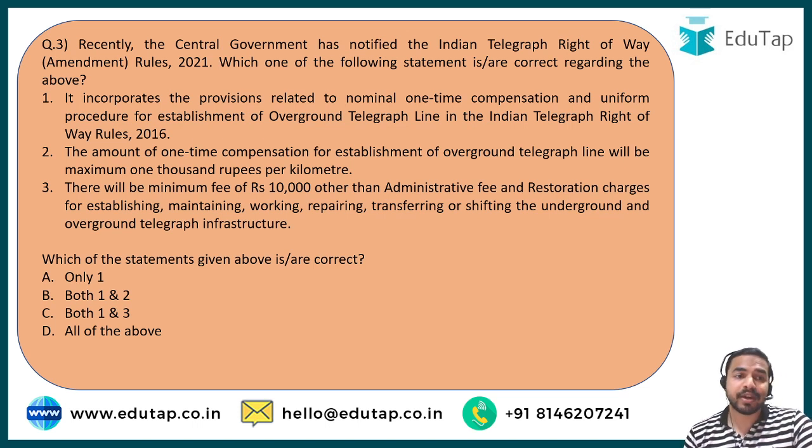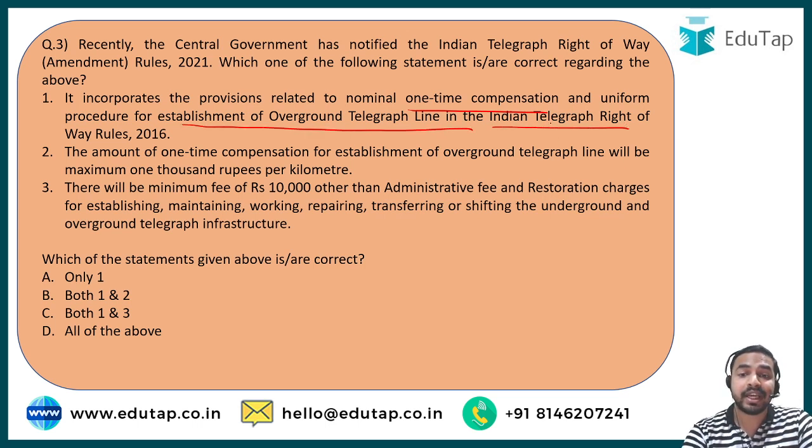Here the first statement is that it incorporates the provisions related to nominal one-time compensation and a uniform procedure for the establishment of overground telegraph line in the Indian Telegraph Right of Way Rules 2016. And the second statement is talking about the amount of one-time compensation for the establishment of overground telegraph line, that it will be maximum 1000 rupees per kilometer.